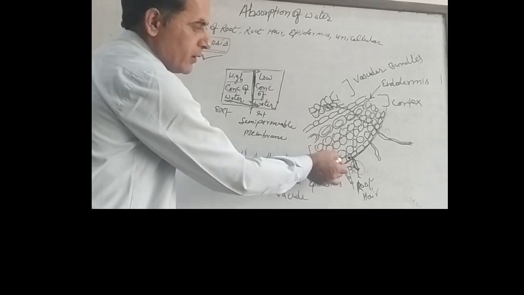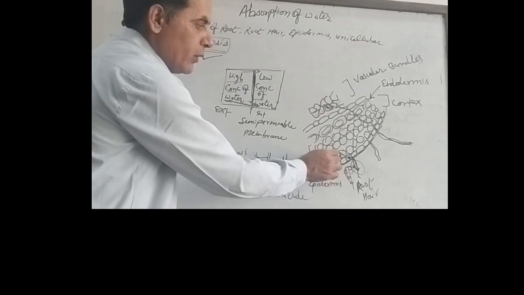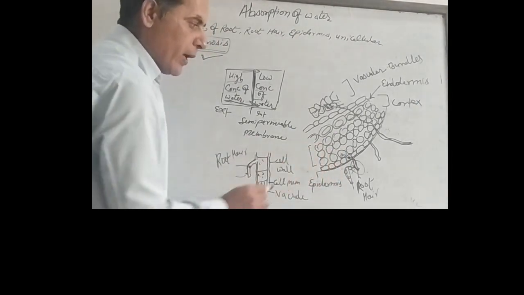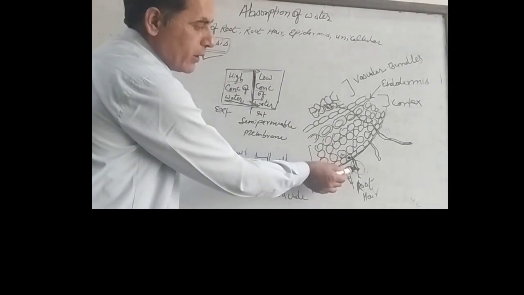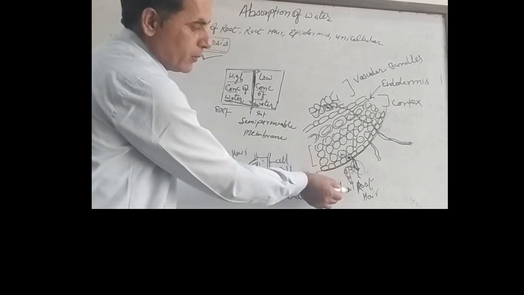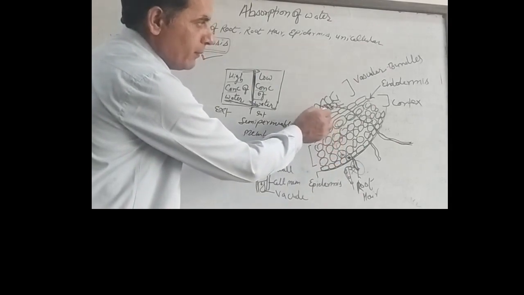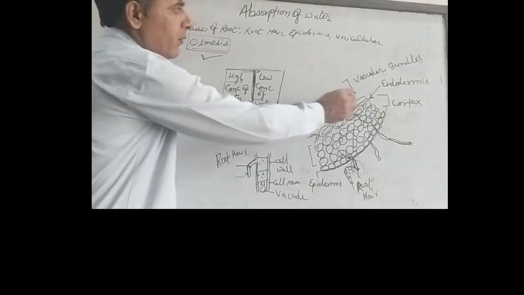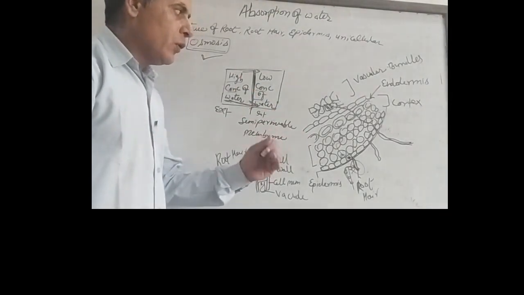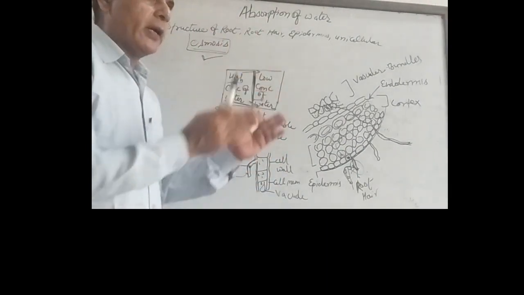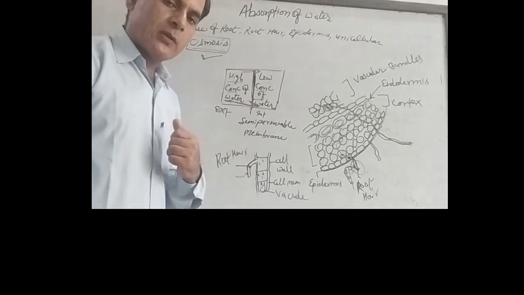Now the neighboring cell of this cell will have less concentration of water, so water will again move into the next cell which requires water. Now this cell will lose water, so this cell will get water from this root hair, and the root hair will get water from the soil. Continuously this process will go on up to the xylem. Xylem is a part of the vascular bundle. Through the xylem, water will move into the stem of the plant, and from the stem the water will move into the leaves by the ascent of sap process.